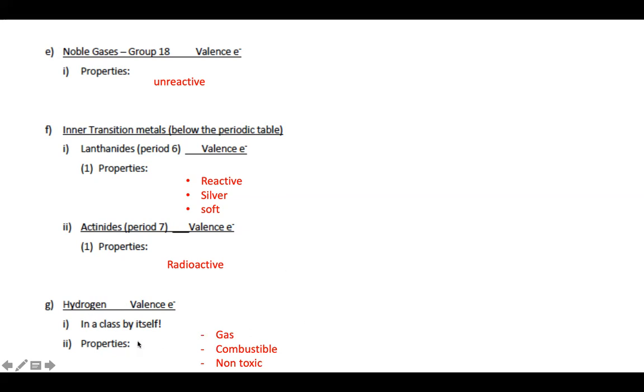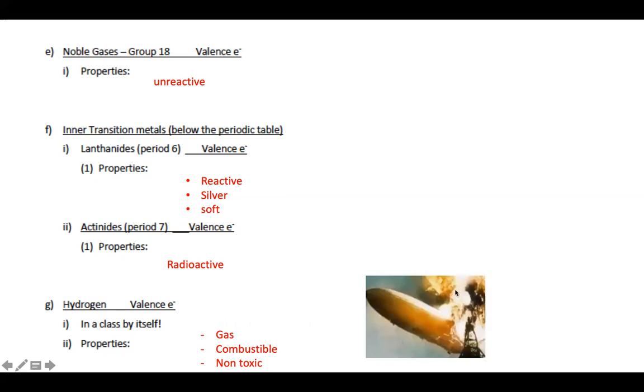Hydrogen is kind of in a class by itself. It's a gas, it's combustible, it's not toxic. But many of you probably recognize this famous accident that's attributed to hydrogen. And this is the Hindenburg. It was filled with hydrogen gas because hydrogen is very light and not very dense. So it would cause the Hindenburg to rise quite readily. But it is also very combustible. And when it hit a wire, it blew up and killed a lot of people.